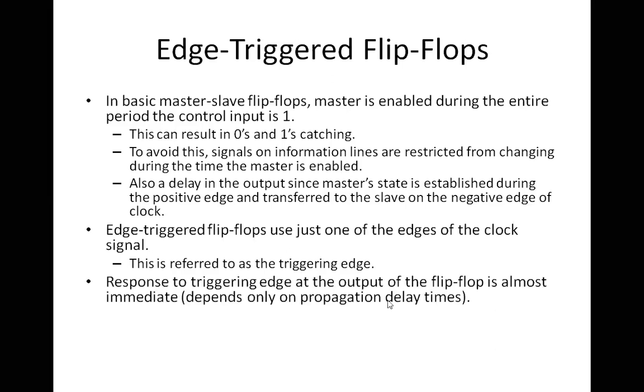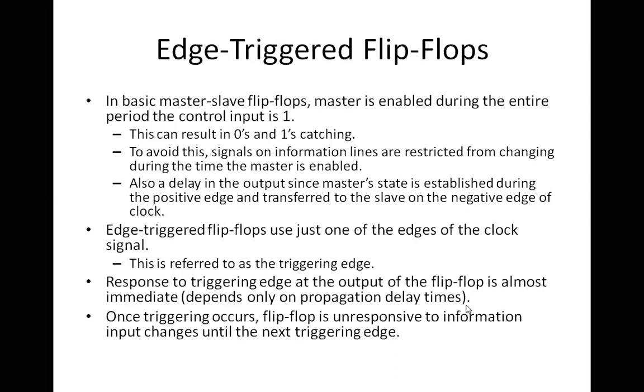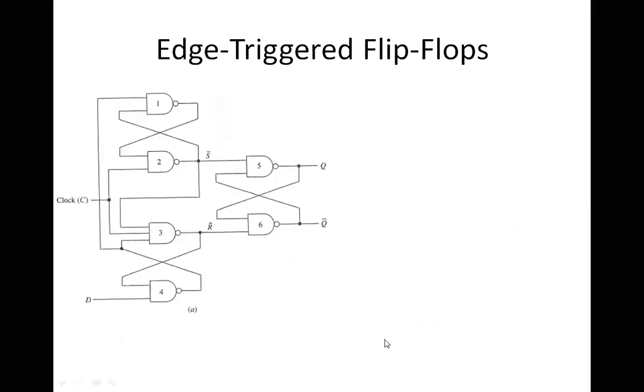The response of the flip-flop output to the triggering edge is almost immediate. It depends only on propagation time delay. So that is again one glitch that happens with respect to edge triggered flip-flops. Propagation delay is one thing. Once triggering occurs, the flip-flop is unresponsive to information input changes until the next triggering edge. So the same concept that we have seen: when clock is 0, your master is disabled, and when clock is 1, your master is enabled.